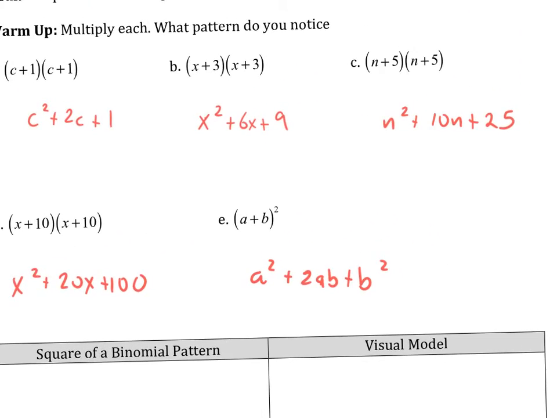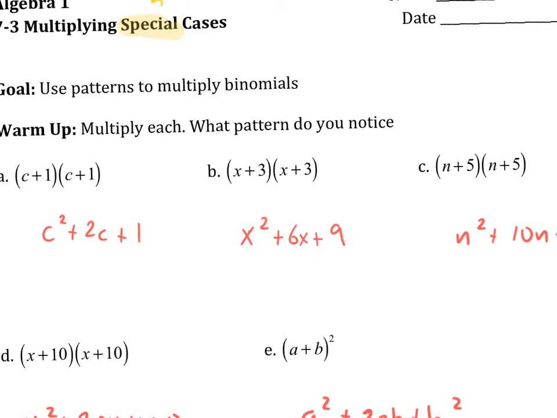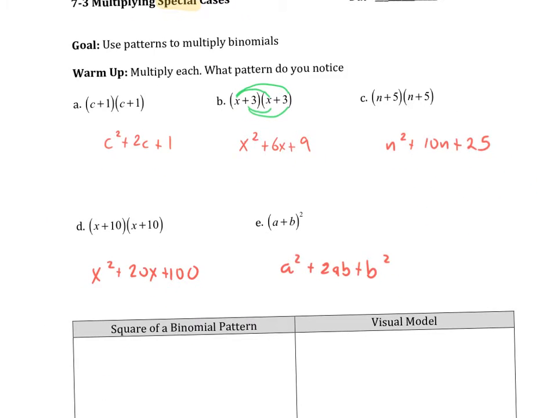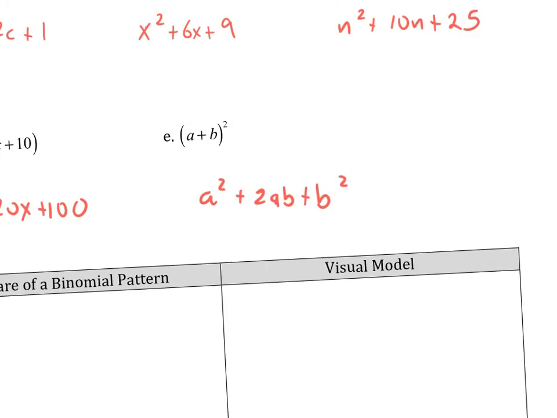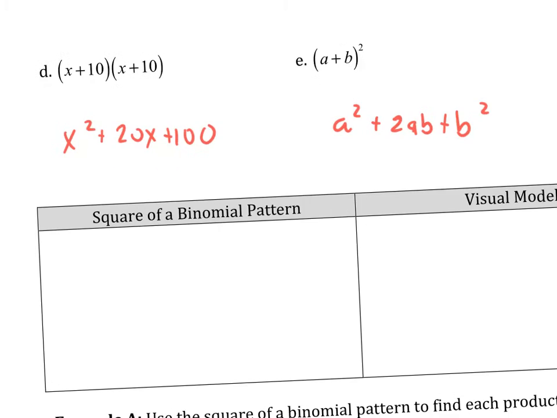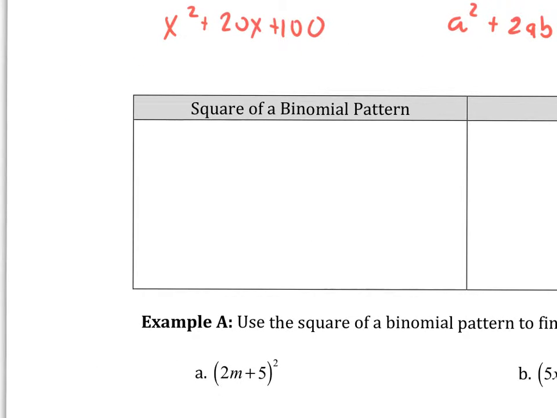You could have used the grid or used double distribution. If you had used double distribution, it would look something like this. X times 3, 3 times x, 3 times 3. Combine your like terms. So what we notice is that there is a pattern that does show up. In fact, right here is going to be our square of the binomial pattern. So it looks like this.